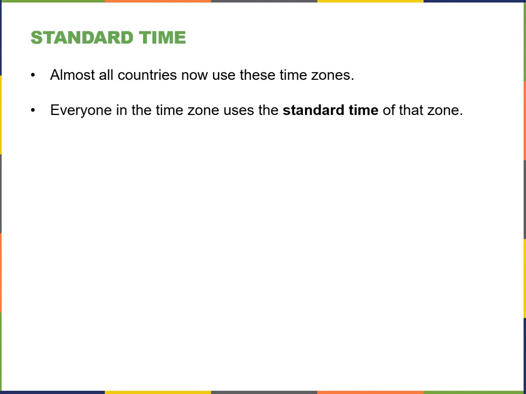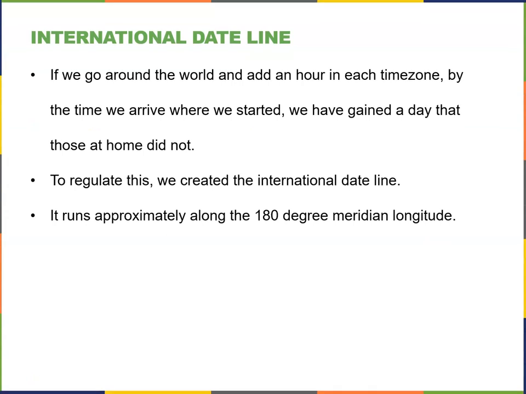Everyone in one time zone uses the standard time of that zone. However, there is a problem if we go around the world and change our watches accordingly. We will add 1 hour each time zone, and when we arrive back where we started, we'll have gained a day compared to those who didn't. Therefore, we have to set up an international date line.